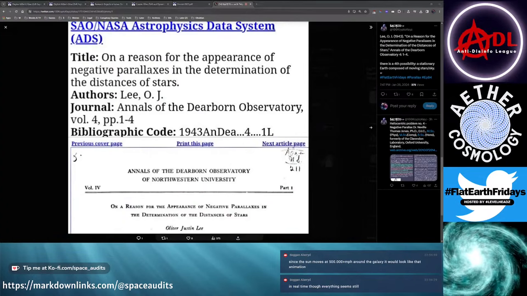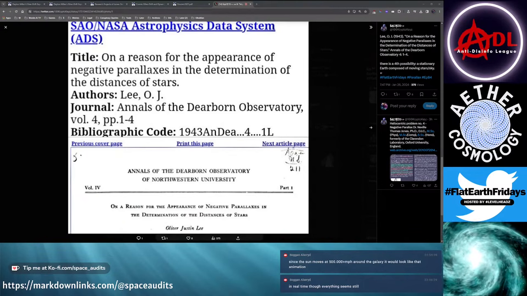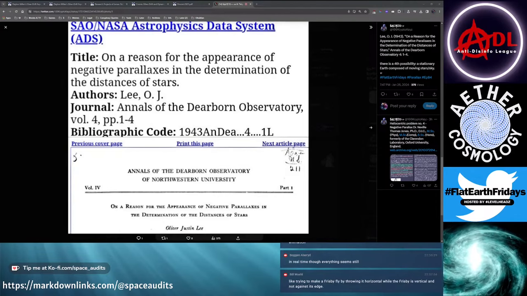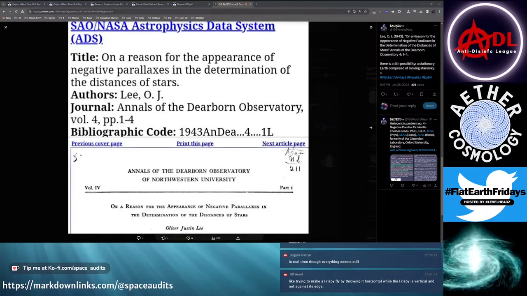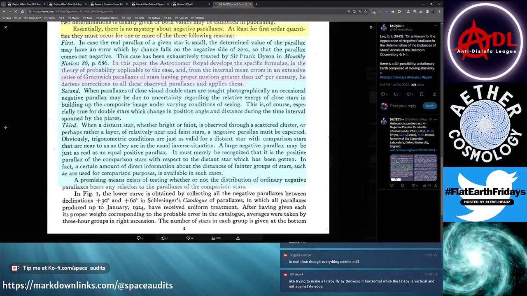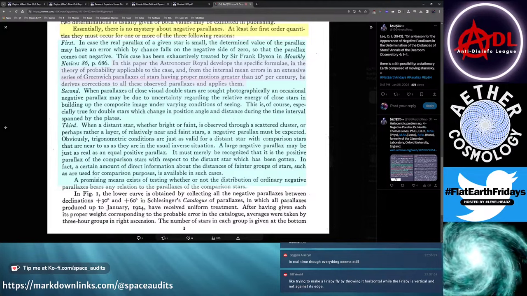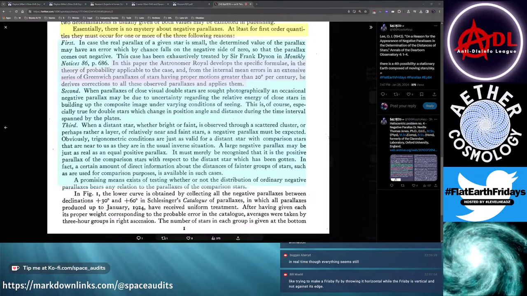So this comes from OJ Lee, right? This is on a reason for the appearance of negative parallaxes in the determination of distances of stars. And they kind of detail some of the reasoning for why these stars may be displacing in the incorrect direction. So I'm just going to read a little bit of this, and like I said, we're going to move on and let Alan deep dive into this a little bit more.